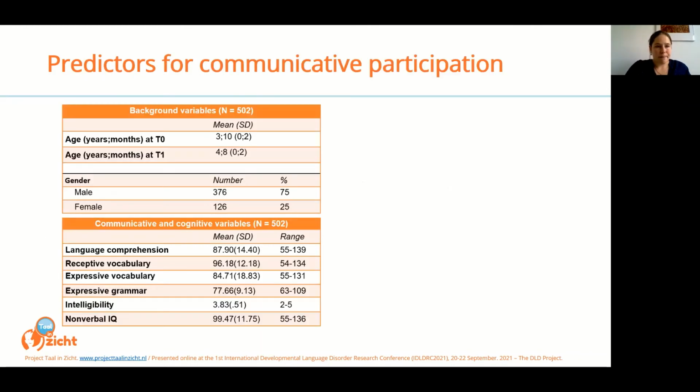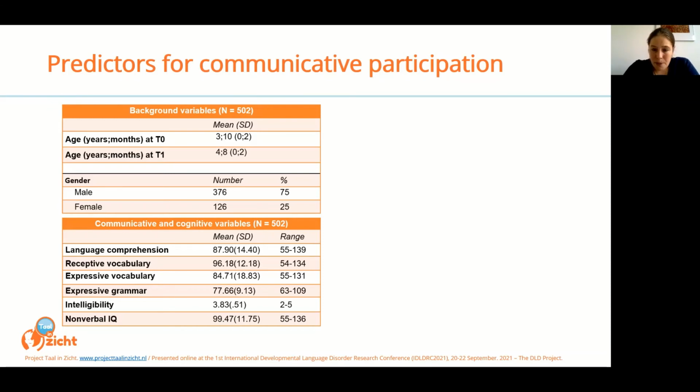Let's dive into that. So here again, we see background variables. We have a bigger N here, right? We have 502 kids that completed T0 and T1. So I'll just present these data from this bigger group of kids here. Again, we have about 75% of the kids that were boys. And you see the language and intelligibility and IQ measures listed here in the tables.